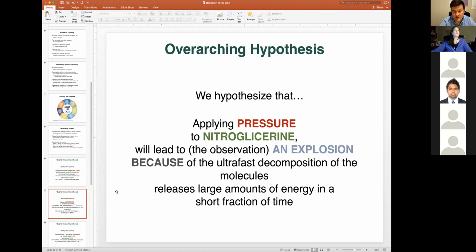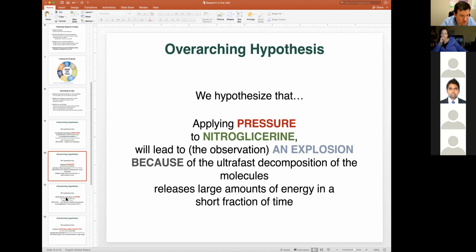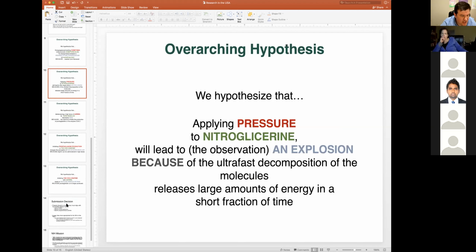An example of an overarching hypothesis is: applying pressure to nitroglycerin will lead to the observation of an explosion because of the ultra-fast decomposition of the molecules. It releases large amounts of energy in a short fraction of time. So the overarching hypothesis is kind of the main driver for how we prepare the proposals and how we pitch the proposals to the funding agencies. I'm going to skip the next few slides because we're running out of time.